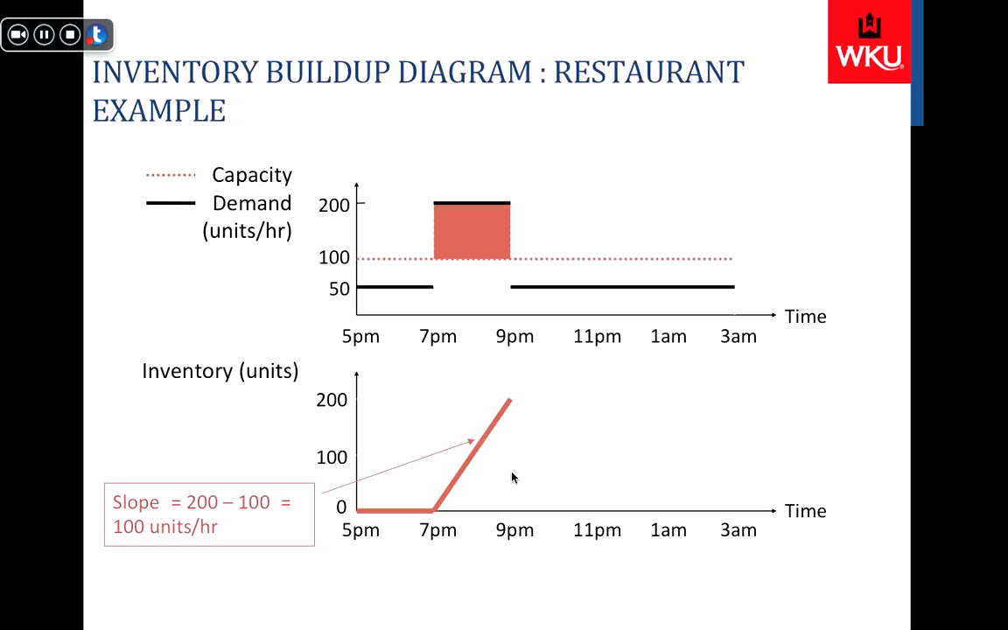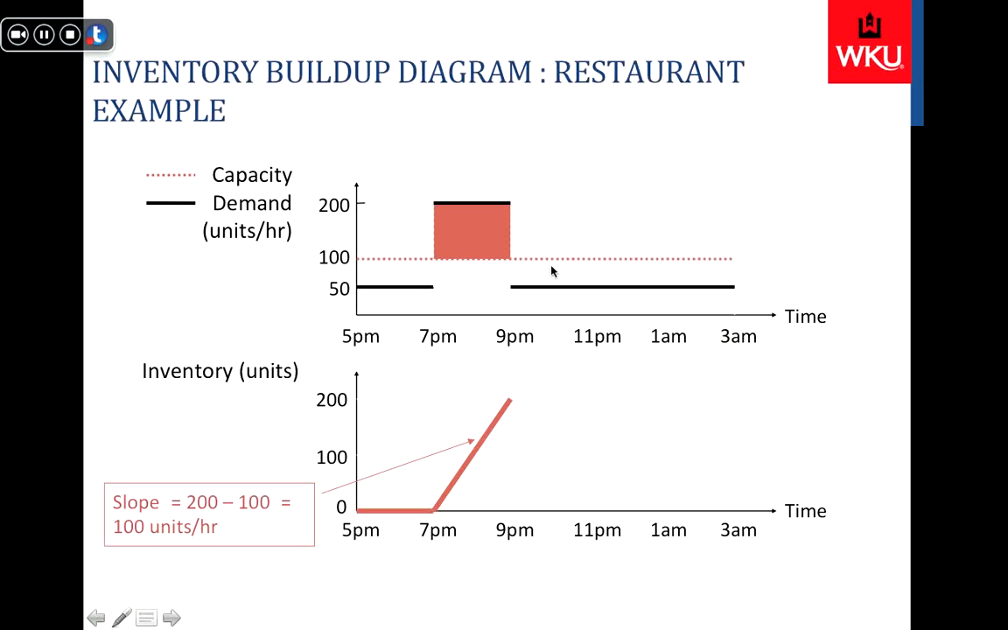That means we're going to clear that inventory, right? Our capacity is 100, but between 9 p.m. and 3 a.m., we still have incoming customers, which will be 50. But since the capacity is higher than the demand, we have flexibility to clear out that inventory we accumulated between 7 p.m. and 9 p.m., right?